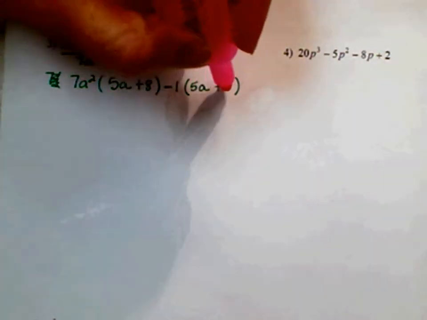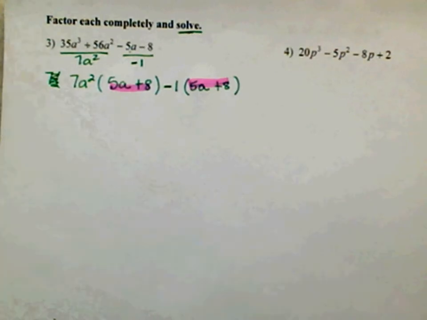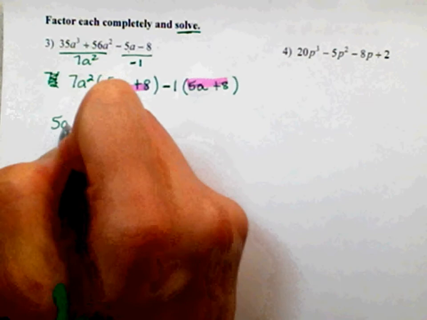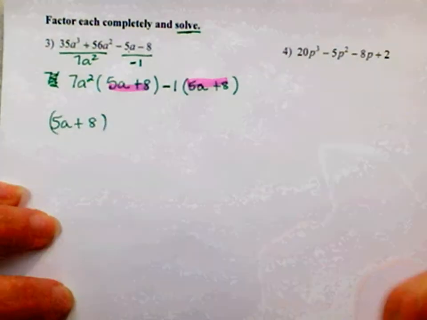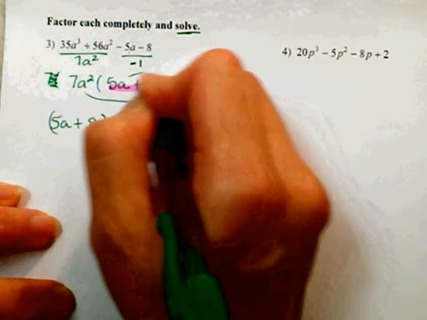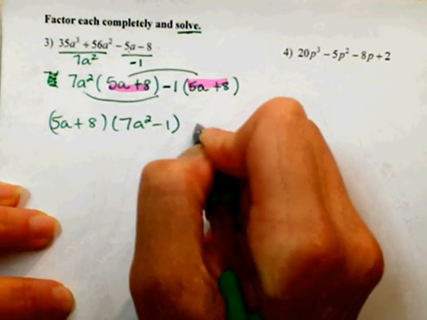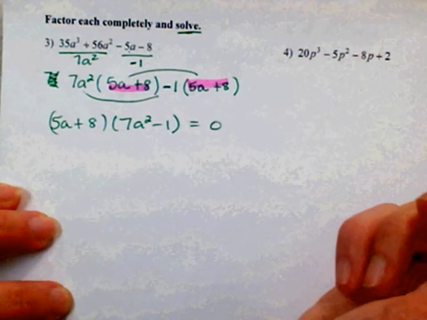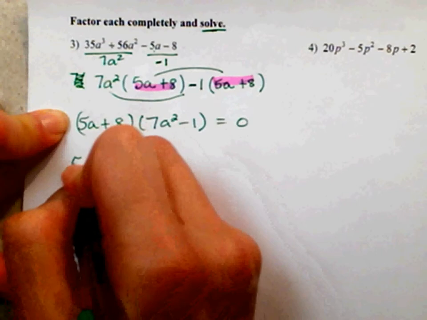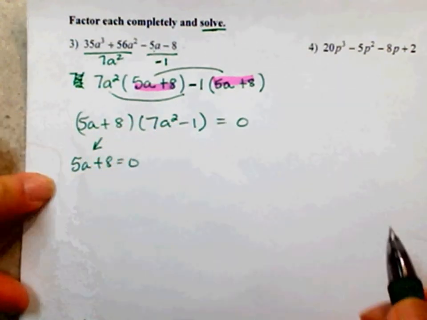Notice you have these 2 that are exactly alike. And since they are alike, you can group them together. So you have 5a plus 8, and then you have your leftovers together. See how you're grouping them? 7a squared minus 1, set that equal to 0. Okay? I'm so sorry. Set it equal to 0 and then solve.